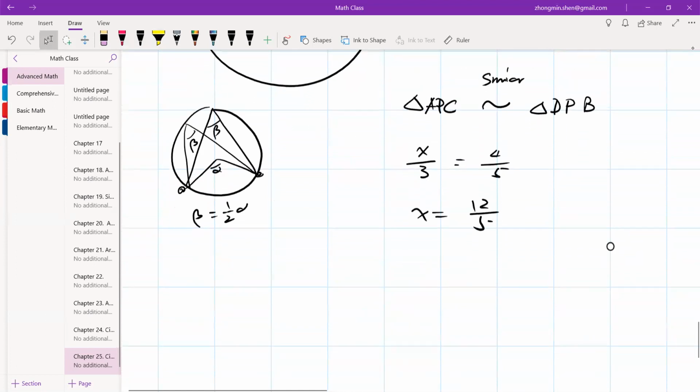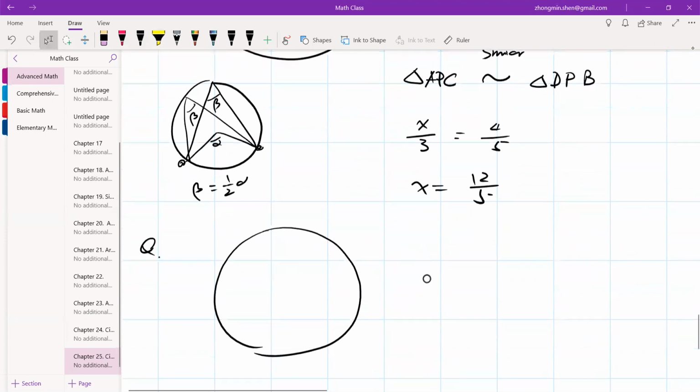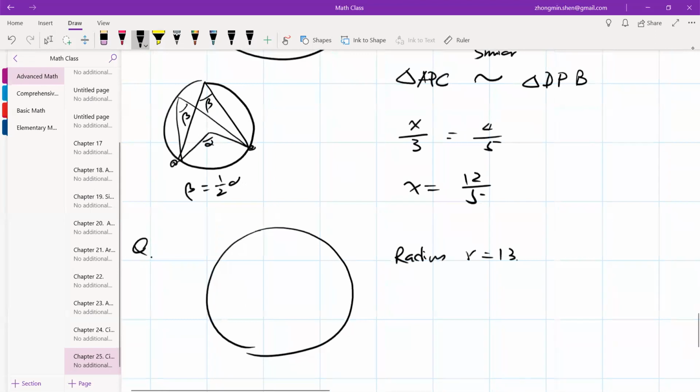Okay, our next problem. A triangle is inscribed in a circle with radius 13. So the radius is going to be 13. This is on the diameter. One side of the triangle is on the diameter.